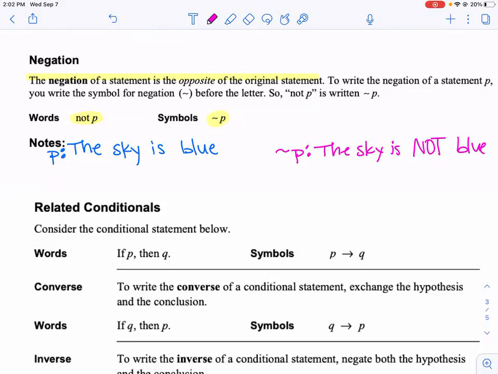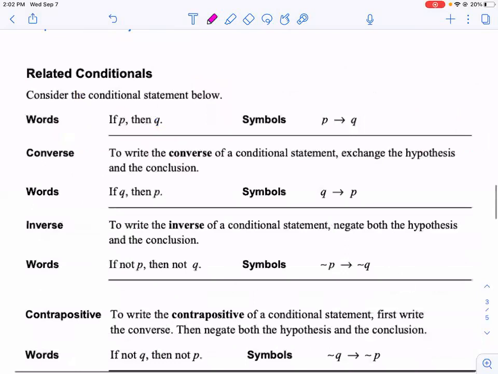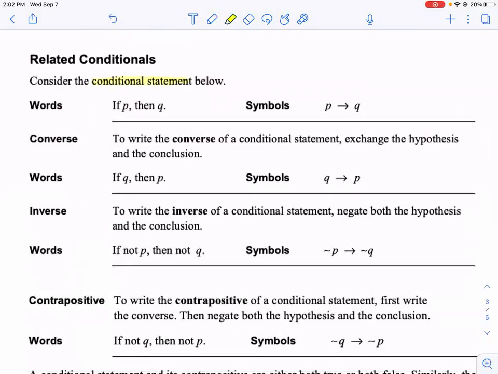So there are 4 different statements that you need to be able to write. You need to be able to write a conditional statement. That's just if, okay? Conditional statement. If P, then Q. Now, if I ask you to take a conditional statement and write the converse, the converse is where we just take Q and P and we switch places. If Q, then P.